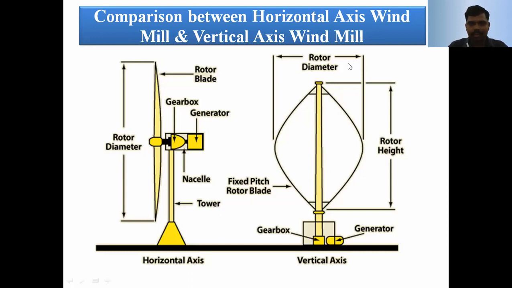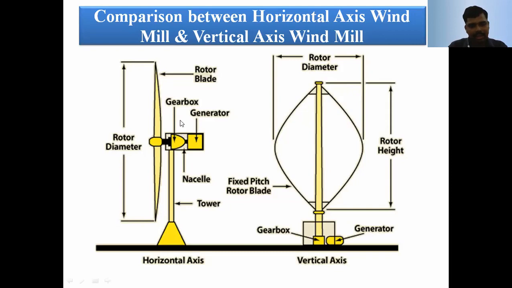In vertical axis windmill, the failure rate is low. There is no effect of bird hitting because the structure is short. And in horizontal axis windmill, the maintenance is complicated, but in the vertical axis windmill, the maintenance is convenient. And here the horizontal axis windmill, the fan speed is greater than 1000 rpm, but in the vertical axis windmill, the fan speed is less than 1000 rpm.